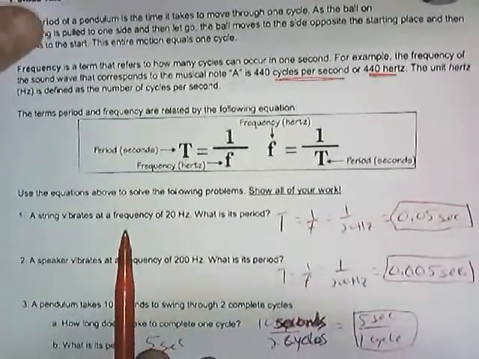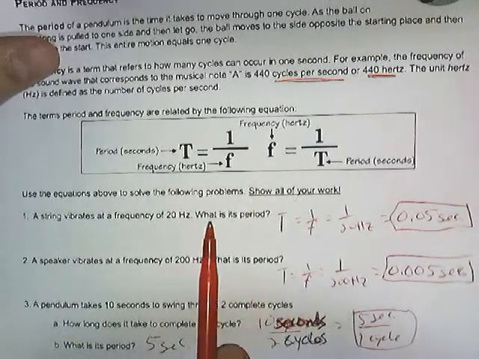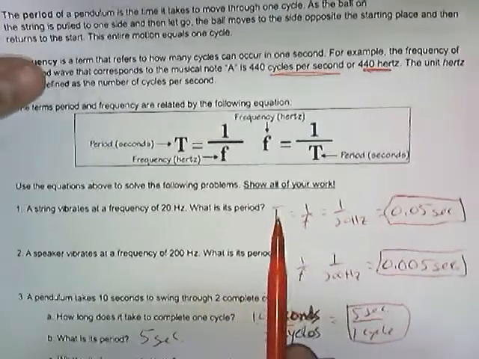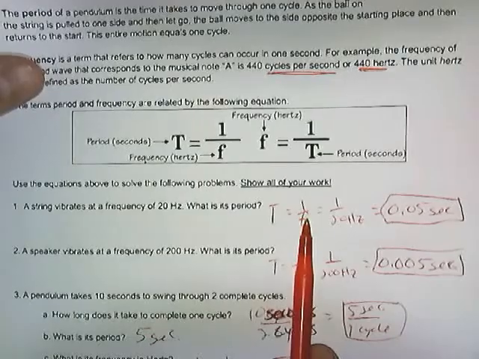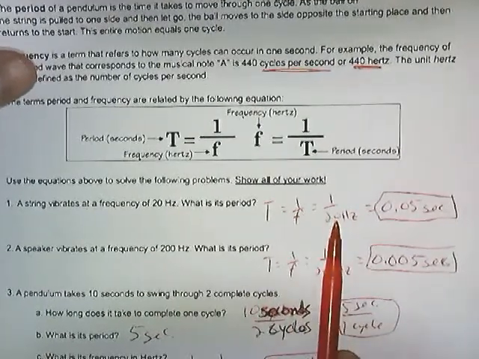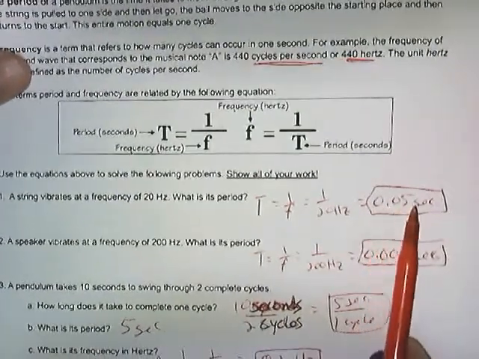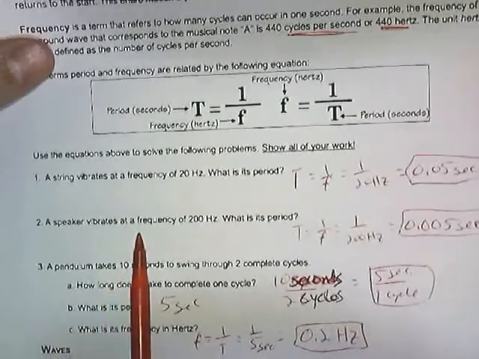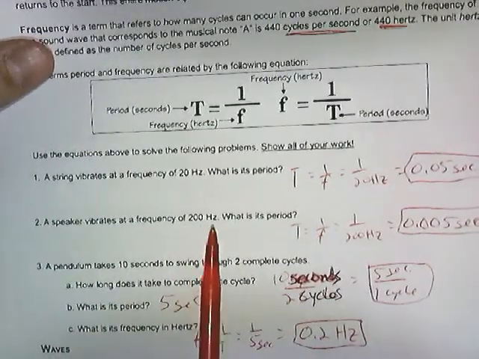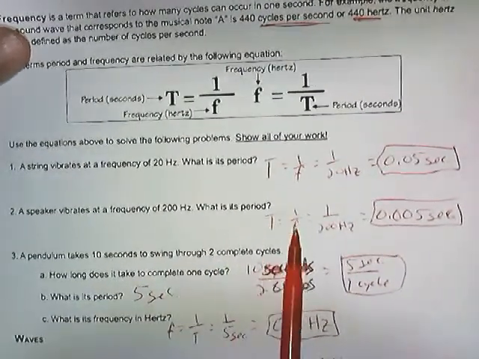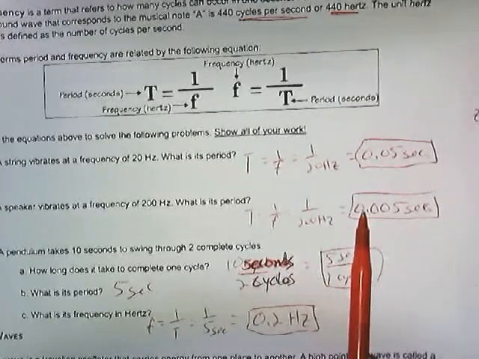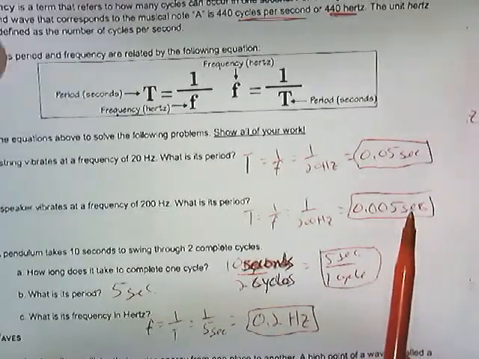So a string vibrates at a frequency of 20 hertz. Show your work here. So what's its period? Well, the period is going to be 1 over the frequency. So 1 over 20 hertz equals 0.05 seconds. A speaker vibrates at a frequency of 200 hertz. What is its period? Well, T is equal to 1 over f. 1 over 200 hertz is 0.0005 seconds.